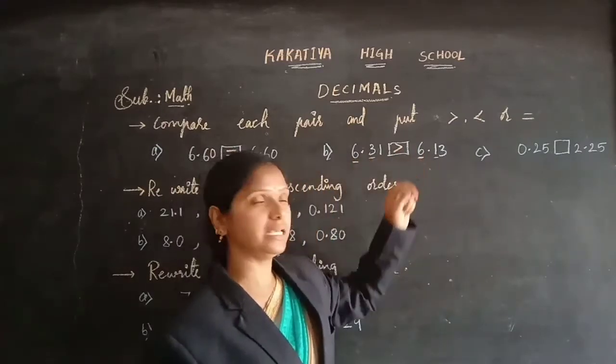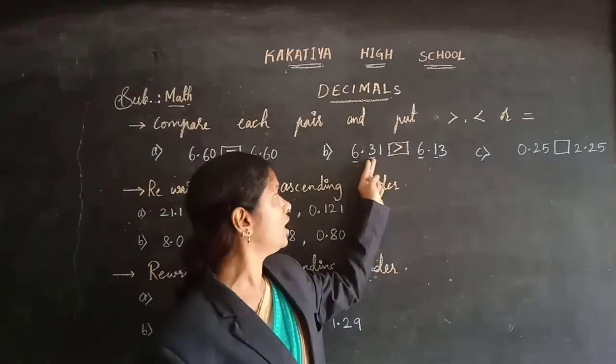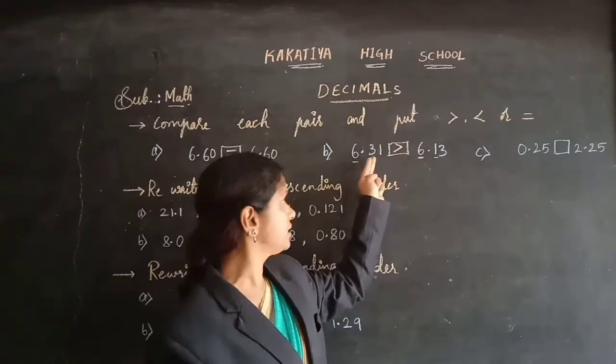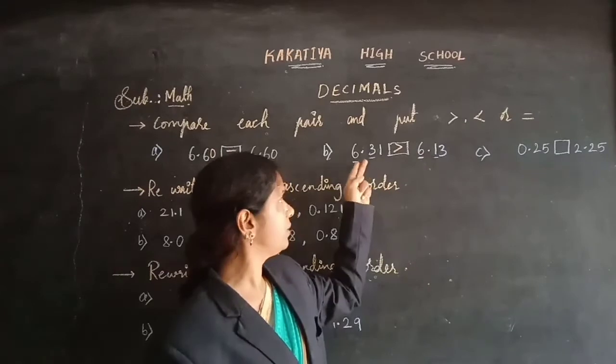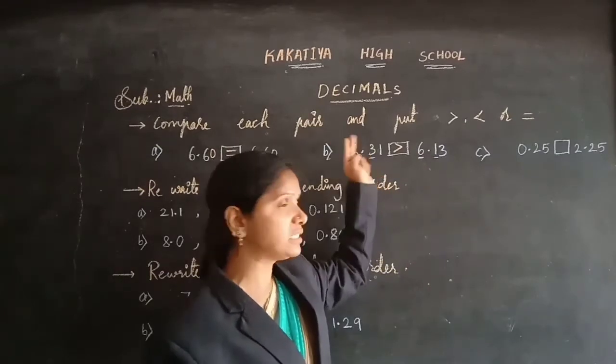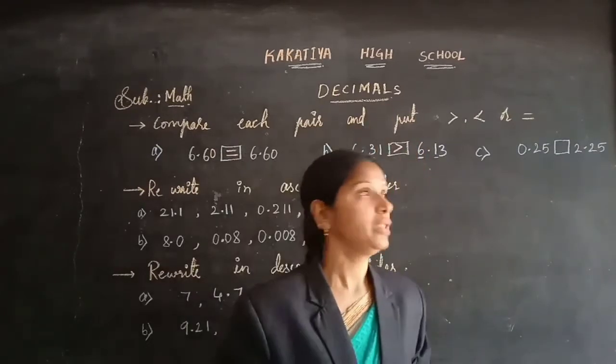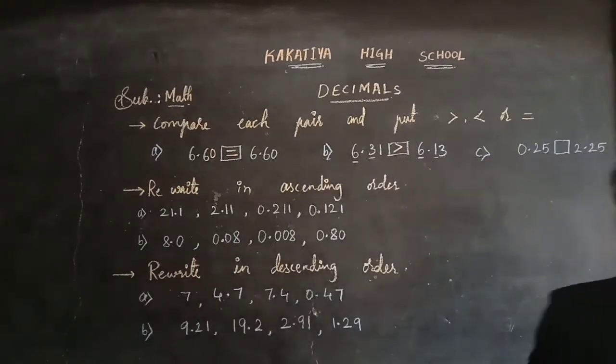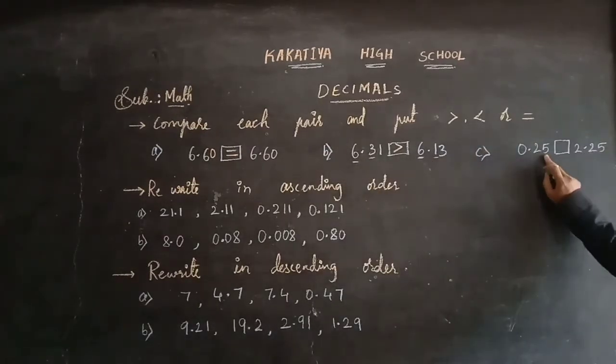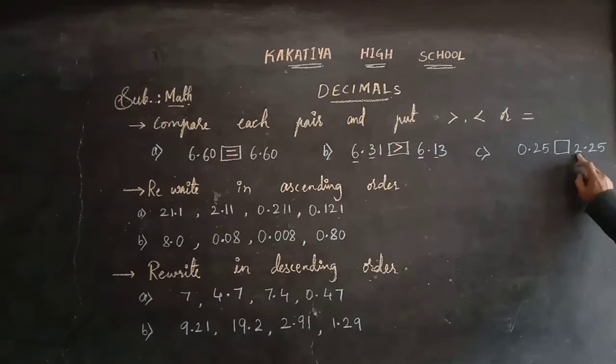Okay, integral part 6, and then you can move to the decimal part. First place 3, 1. So 3 is bigger, so it means 6.31 is bigger than 6.13. And coming to this problem here, 0.25 and 2.25.